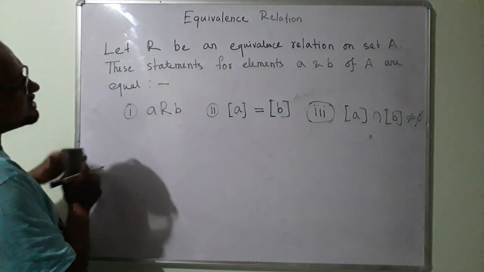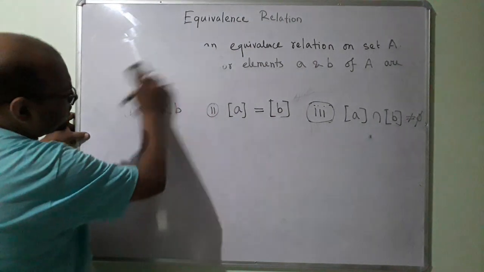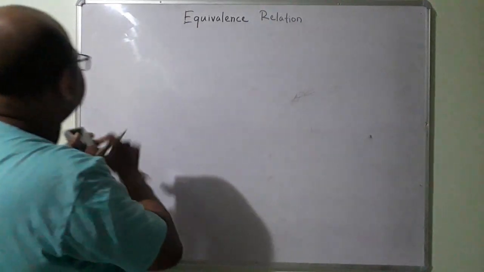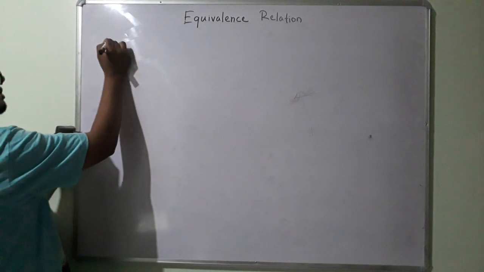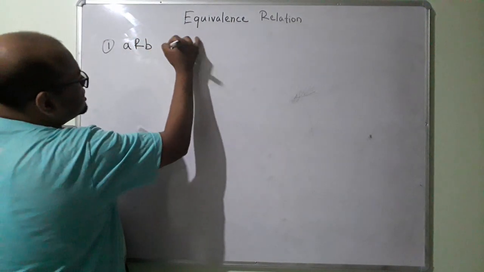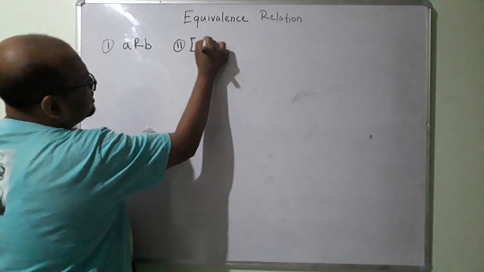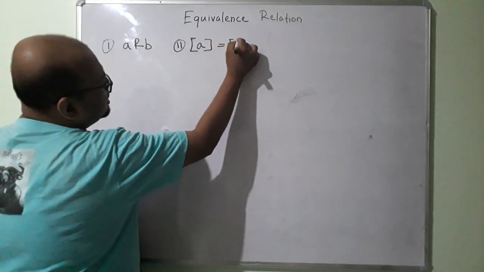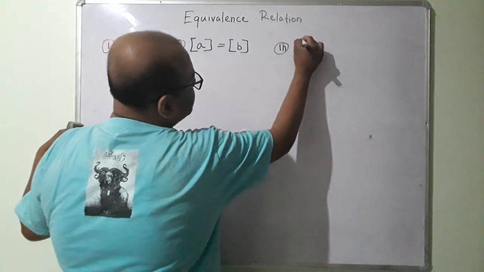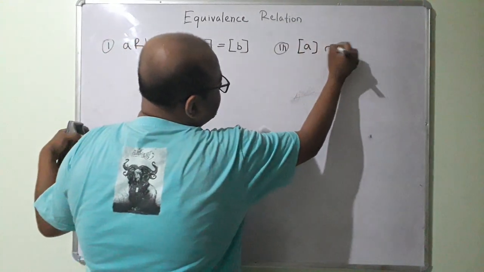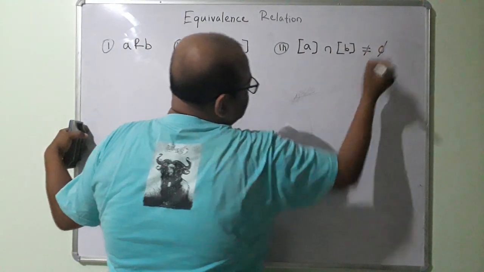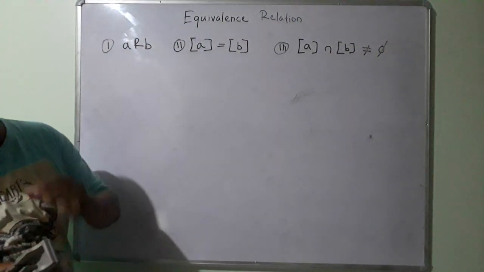I hope you have noted this down. Let me erase and start proving. Or let me write down the statements. First statement: (a, b) belongs to R. Second statement was the equivalence class of a is equal to the equivalence class of b. Third statement was the equivalence class of a intersection equivalence class of b is not equal to the empty set.